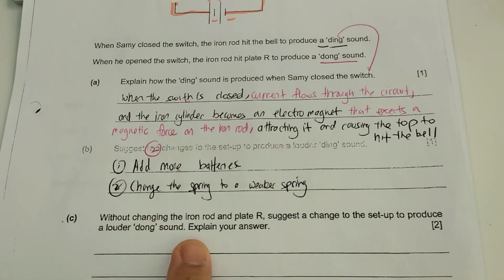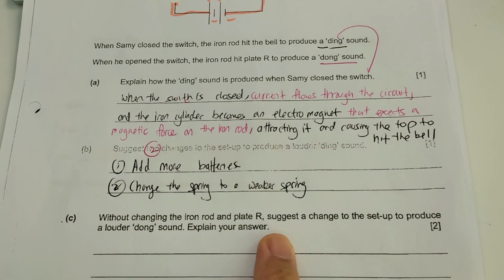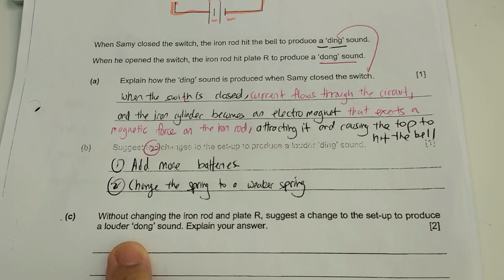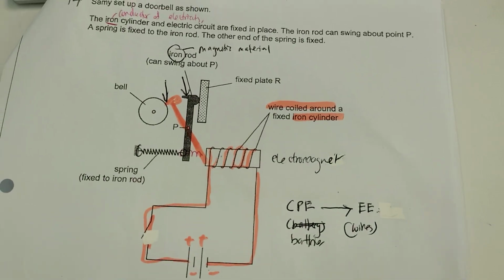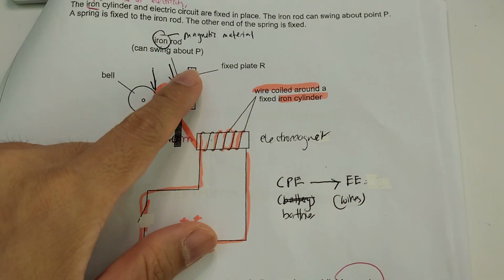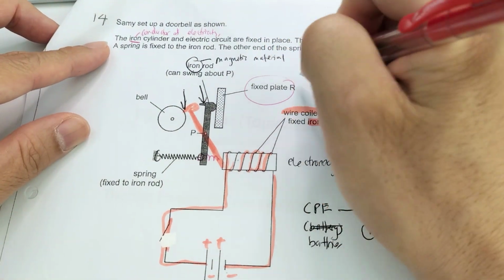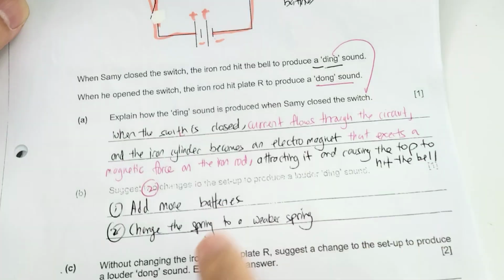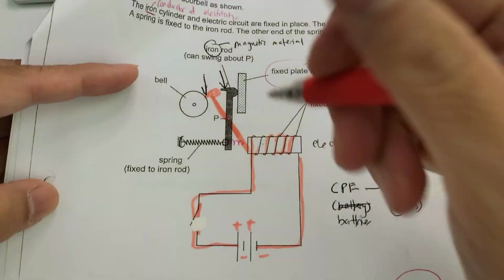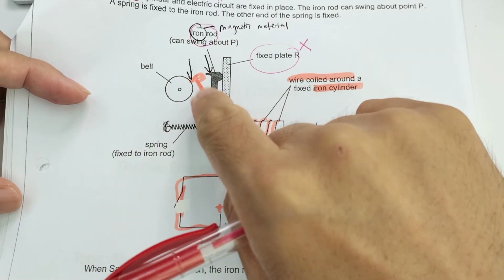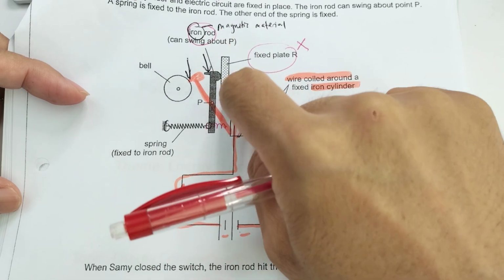Without changing the iron rod and plate arm, how can we change the setup to produce a louder tong sound? 2 marks. I need a louder tong. Tong sound is a sound when it hits the metal plate arm. Now I cannot change this. No changing. I cannot change the iron rod. I cannot change this. So how can I make sure this rod can swing and hit this harder?